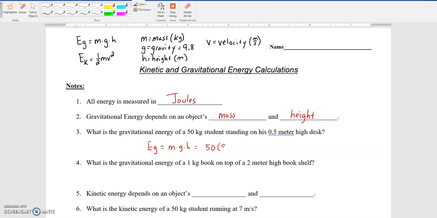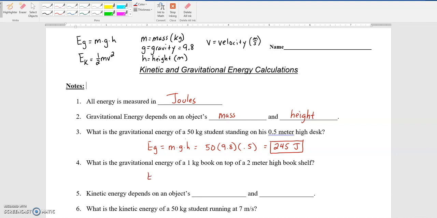The mass is 50 kilograms, Earth's gravity is 9.8, and the height is 0.5 meters in this problem. And then all you have to do is go to your calculator and solve for it. And you get 245 joules of energy. And all that means is if that student fell off his 0.5 meter high desk and fell to the ground, he would apply 245 joules from his gravitational energy into the ground.